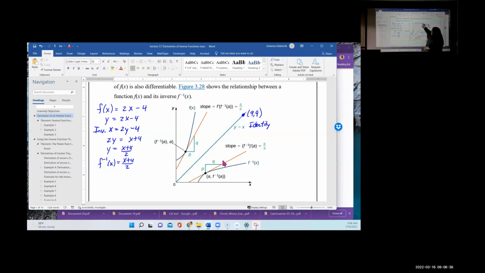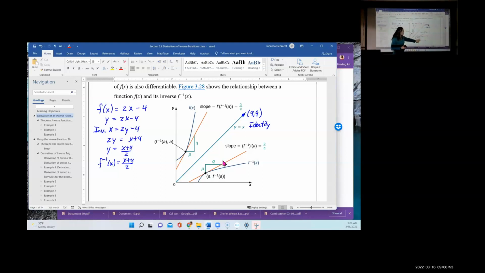So it's written up here, the slope of the tangent line on the original function is Q over P. All right. Now, notice that they've got this F prime of F inverse of A. Where did that come from?